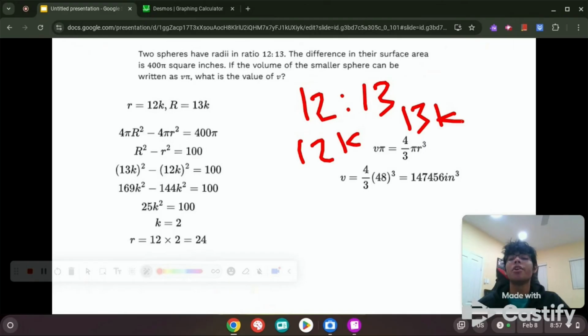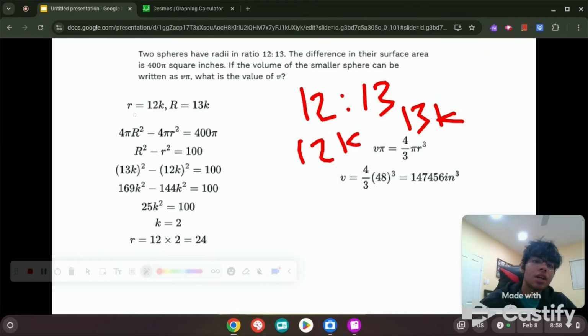So then we have a filler number. Let's say k is 1/2, then we'd have 6 to 6.5. If k is 2, then we'd have our 24 to 26. So that's why right here, we have little r for the smaller sphere, big R for the bigger sphere. So little r is equal to 12k, while big R is equal to 13k. So taking the formula for the surface area of a sphere, which is 4 pi r squared, we have 4 pi big R squared minus 4 pi little r squared is equal to 400 pi.